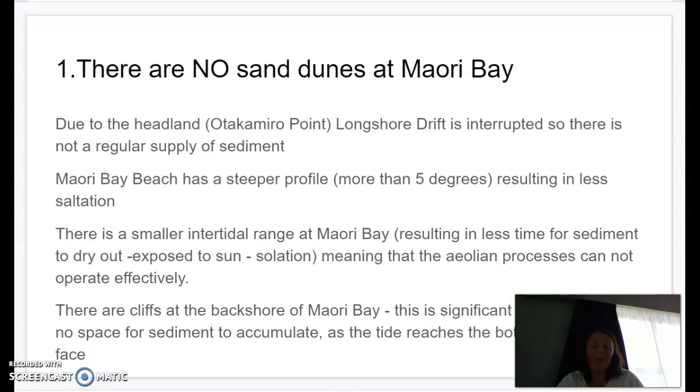If this doesn't happen, then we don't get the surface creep or the siltation, or the movement of sediment to the back of the beach where sand dunes would occur. What also happens is that the tidal range does go right up to the back of the beach and to where the cliffs are. So we've got constant swash and backwash happening, taking that sediment away. So therefore we can't have sand dunes being built, if that makes sense.